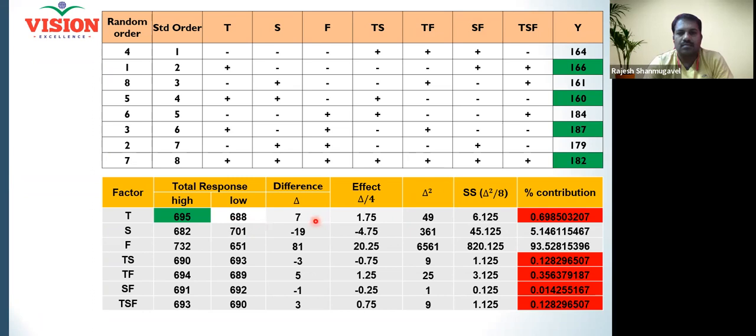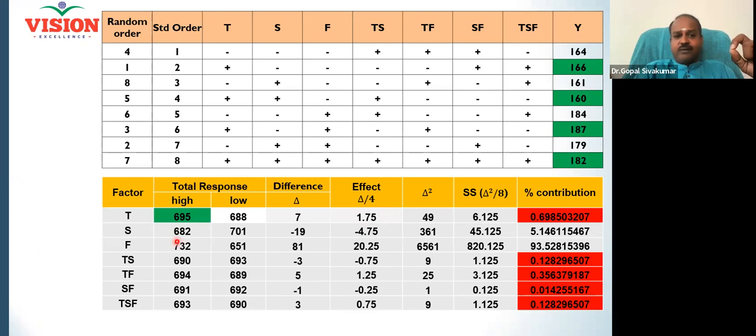Divide by the number of readings at each level. How many readings do you have at each level? At high, you have 4 readings. At low, you have 4 readings. So divide by 4. The 1.75 is the main effect of temperature factor, temperature T. The main effect of T is calculated to be 1.75. This is how you need to calculate the main effect. Same way calculated for all the factors.